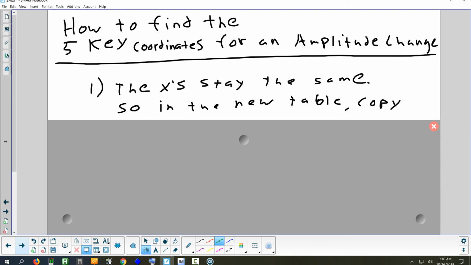The reason it's really nice when the x's stay the same is because the x's are all the numbers that are a pain to deal with. They're all the fractions with pi. You don't have to deal with any of those today. In fact, I can tell you the answer to every x column for every problem we do in class and every problem you do in the homework tonight. It's 0, pi over 2, pi, 3 pi over 2, 2 pi. The x column never changes for these two things that we're going to study today.